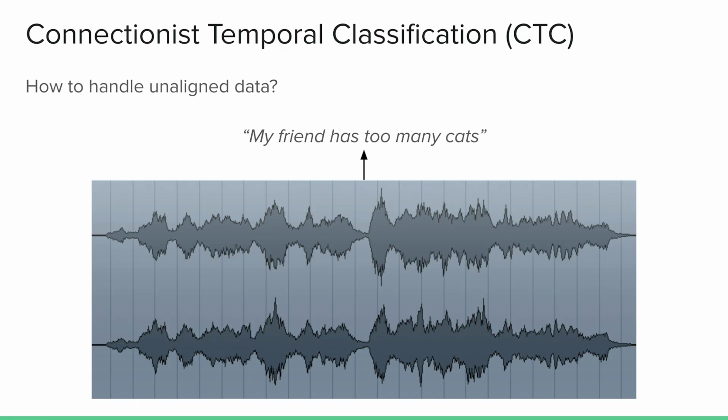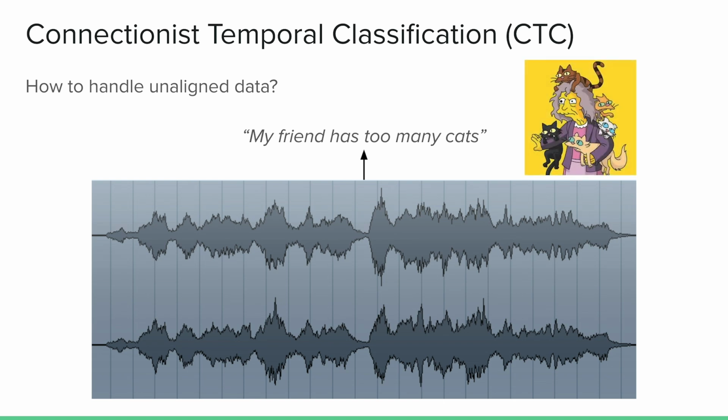So there's one thing I already mentioned before, which is the so-called CTC, Connectionist Temporal Classification loss. And the big question is, how do we handle unaligned data? So we have two modalities. One would be the waveform, and we have the transcription of that waveform, which is, "my friend has too many cats," like this. So the question is, how do we align them? CTC allows us to do alignment-free training here.